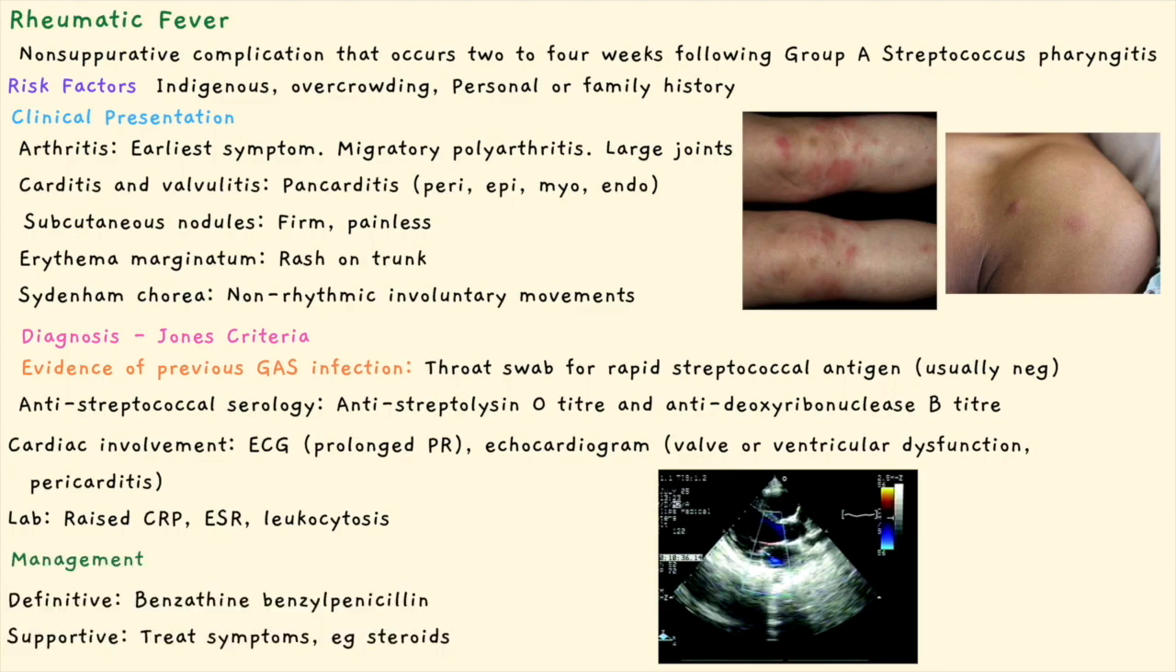Management, so you want to clear the infection if it hasn't already been cleared, as well as provide supportive management for the clinical presentation. So definitive is benzathine benzylpenicillin, as this can be targeted against group A strep, and supportive, remember it's an antibody reaction, so it's an inflammatory process. So use anti-inflammatories or immunosuppressants, commonly steroids, and once you reduce the inflammation, you'll reduce the symptoms.